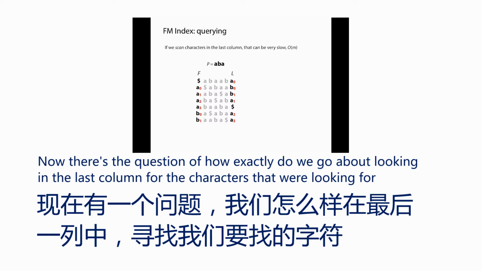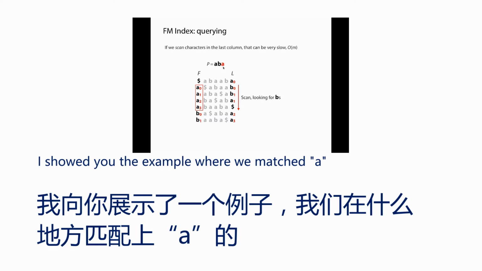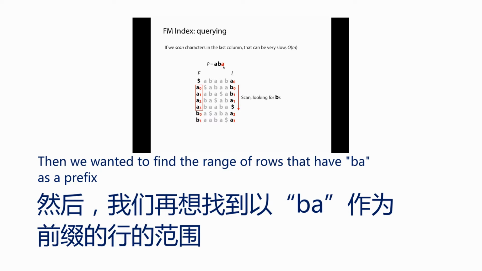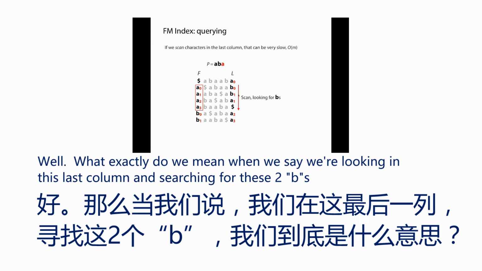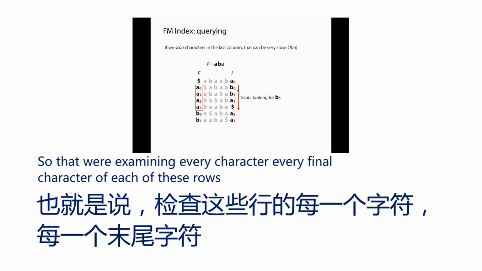Now there's the question of how exactly do we go about looking in the last column for the characters that we're looking for, right? So for example, I showed you the example where we matched A. We found the range of rows that have A as a prefix. Then we wanted to find the range of rows that have BA as a prefix. And so we looked in the last column and we found these 2 B's. Well, what exactly do we mean when we say we're looking in this last column and searching for these 2 B's? Do we mean that we are literally scanning it character by character, so that we're examining every final character of each of these rows?